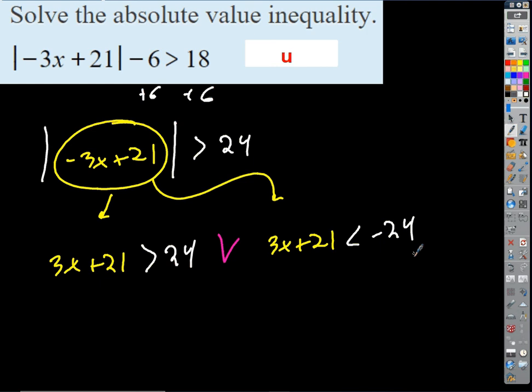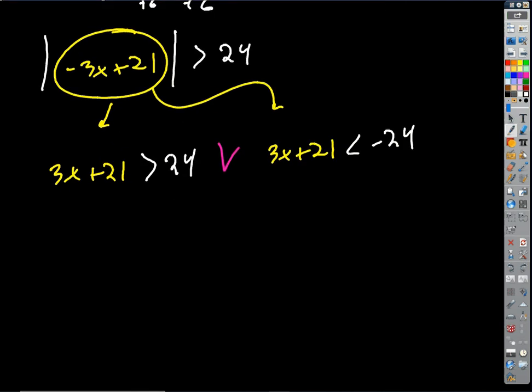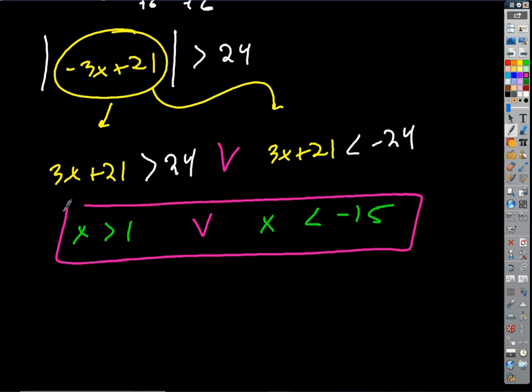So in both cases, I'm just subtracting 21 and dividing by 3, correct? So what's that give me over here? If I subtract 21, I get 3, divide by 3, x is greater than 1. Right? Over here, when I subtract the 21, I get negative 45. What's negative 45 divided by 3? So there's my solution: x is greater than 1 or x is less than negative 15.